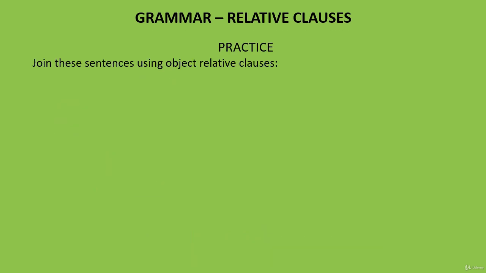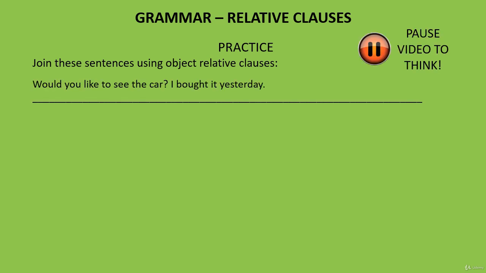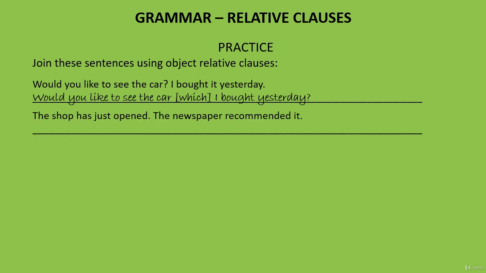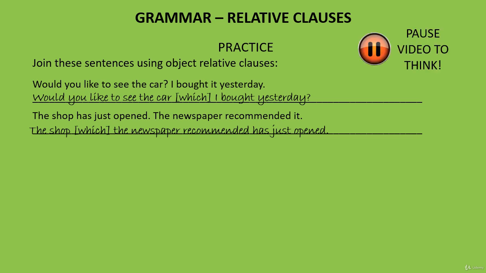Join these sentences using object-relative clauses. That is possible in all of these, but try to use who or which, or write them without the relative pronoun, or with whom. Would you like to see the car which I bought yesterday? Or without which. The shop which the newspaper recommended has just opened. Again, you don't need which.